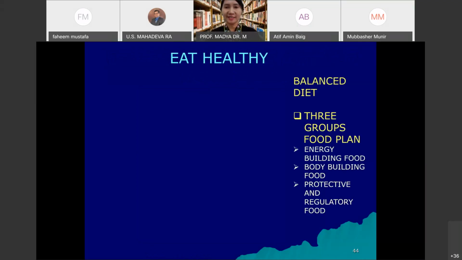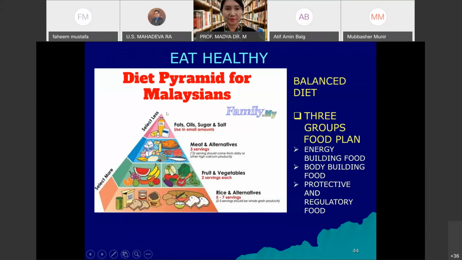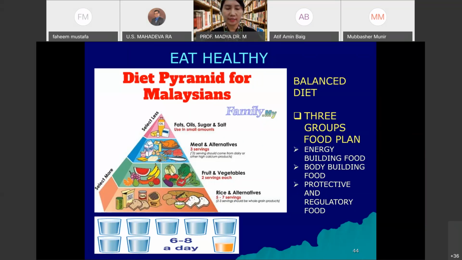Another is we should eat a healthy, balanced diet. This is the reference to the diet pyramid for Malaysians: energy-giving food like bread and rice, body-building food like protein and milk, and protective and regulative food like fruits and vegetables. And the top of the pyramid is less. We should eat less of fats and oils, sugars, and salts. Water is definitely included in the balanced diet, because most people tend to forget about water in the balanced diet.